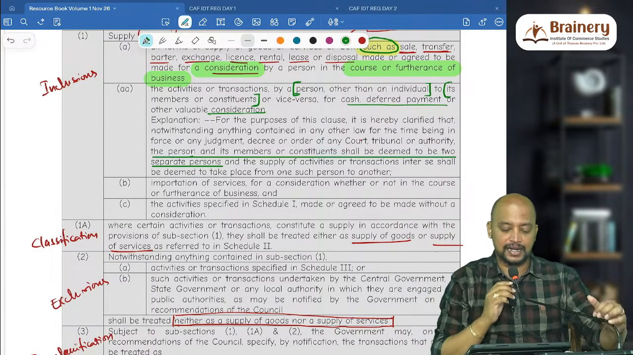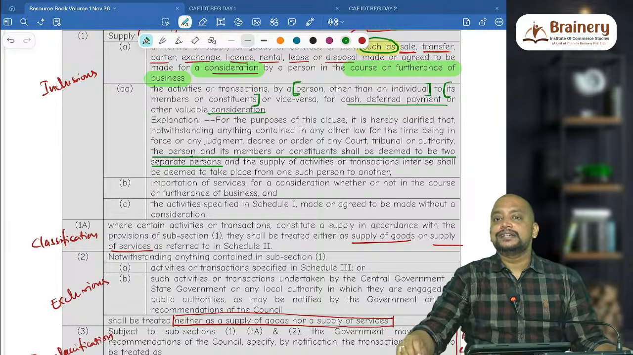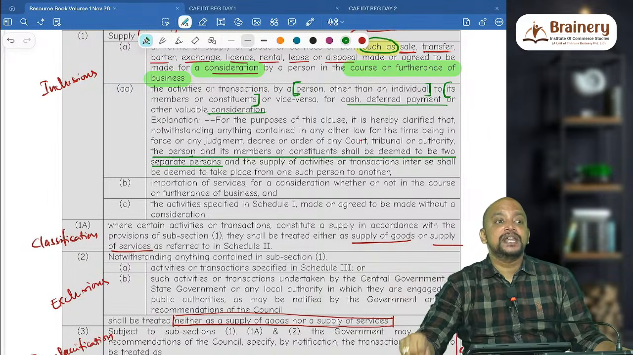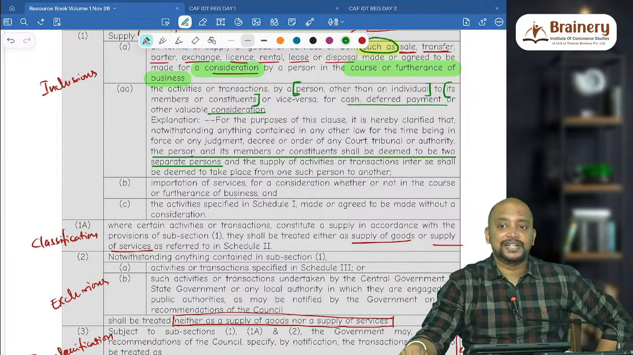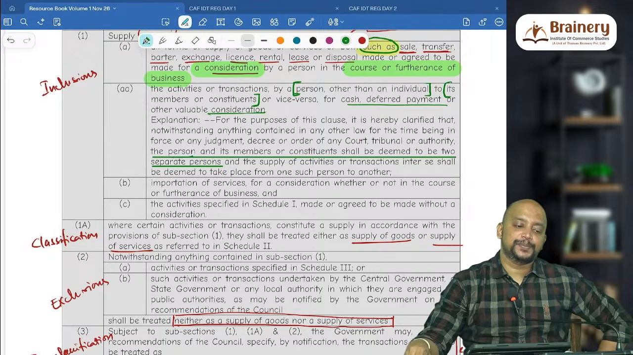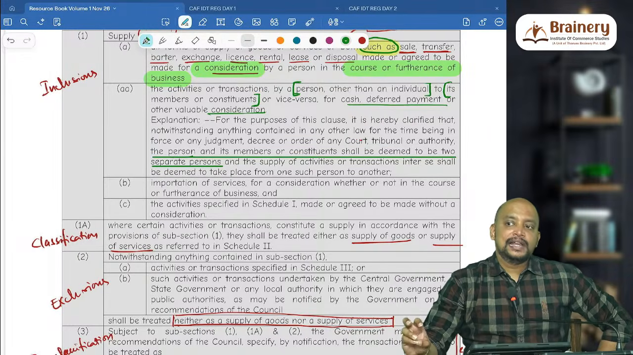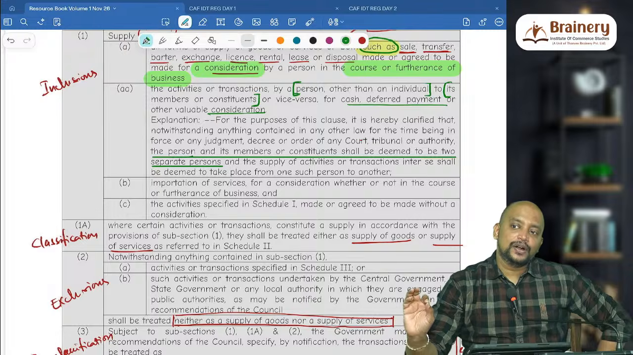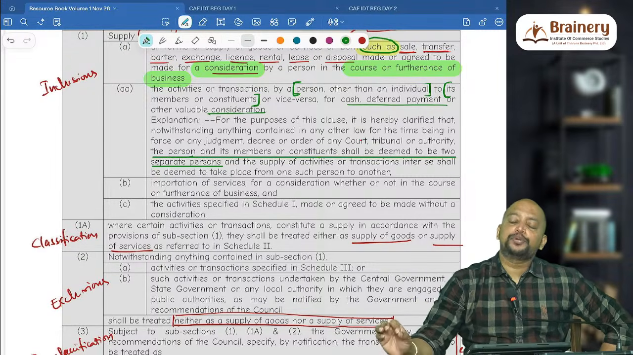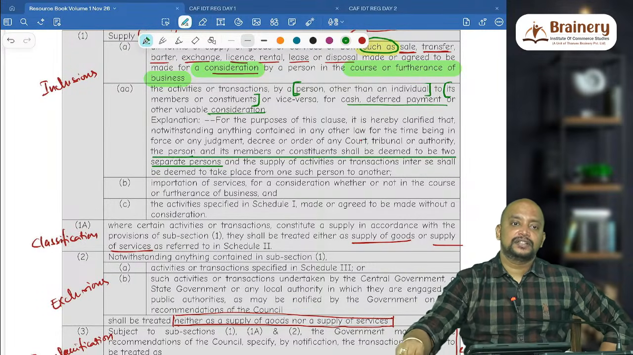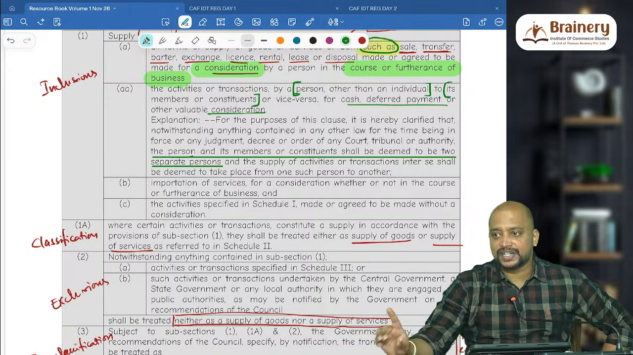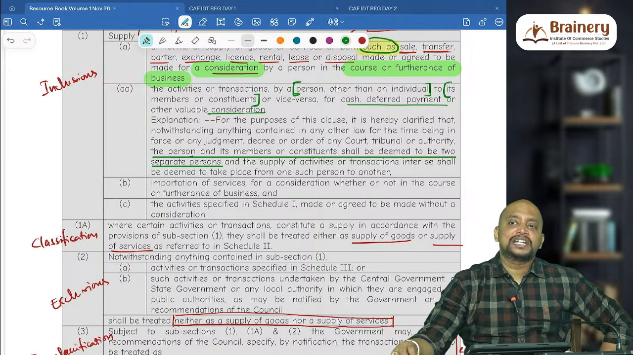Next. Please read 7.1a versus 7.1b. What's the difference? 7.1a is any activity, 7.1b is only import of services. Why is import of goods not given? Because it is a subject matter of customs. And what is another difference you can find?